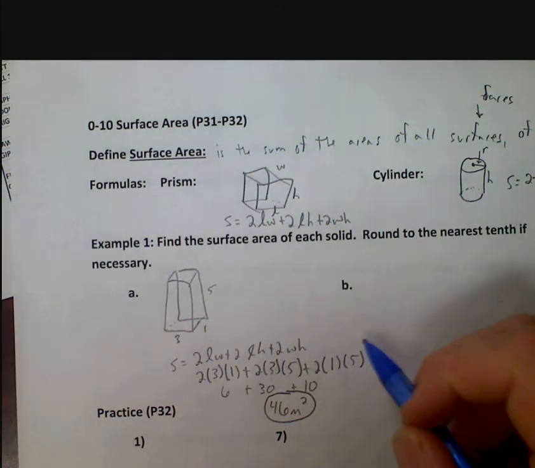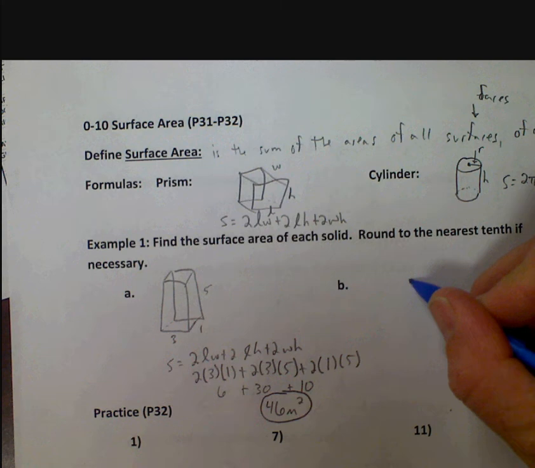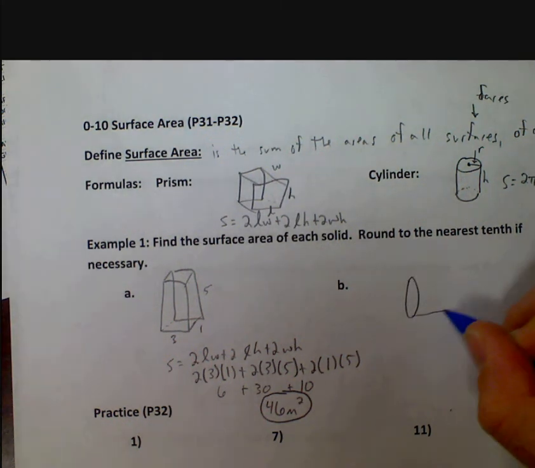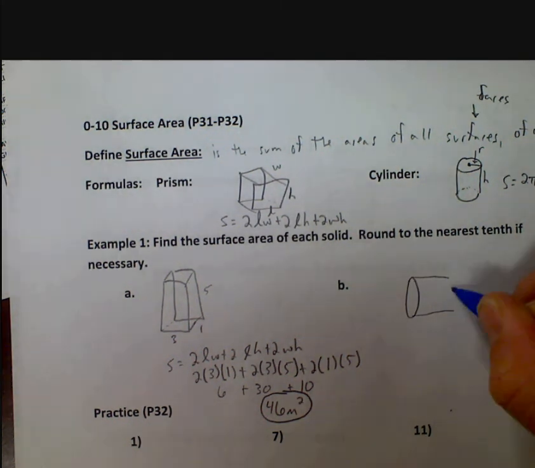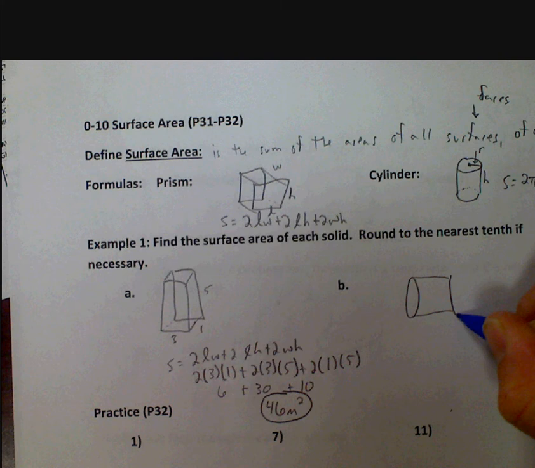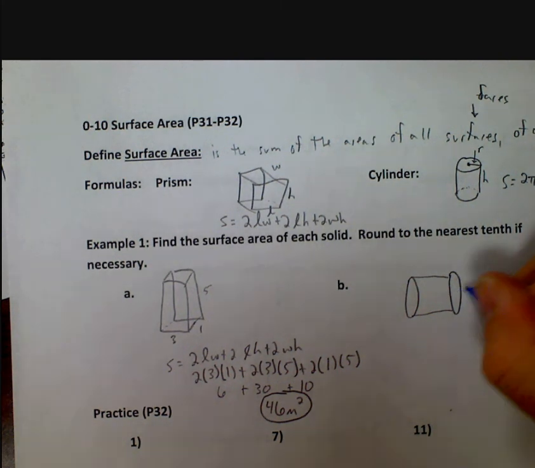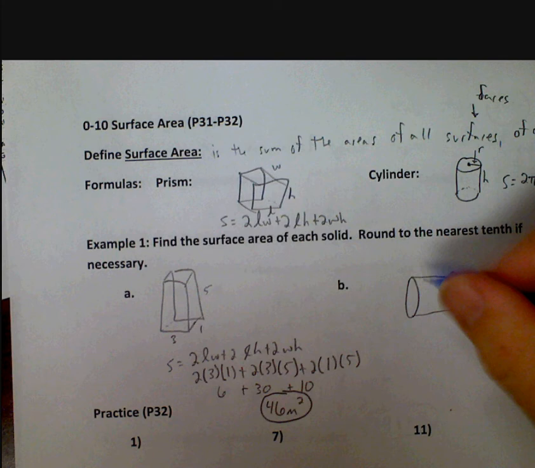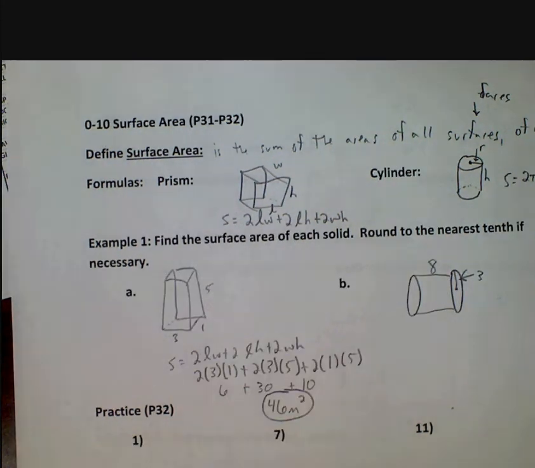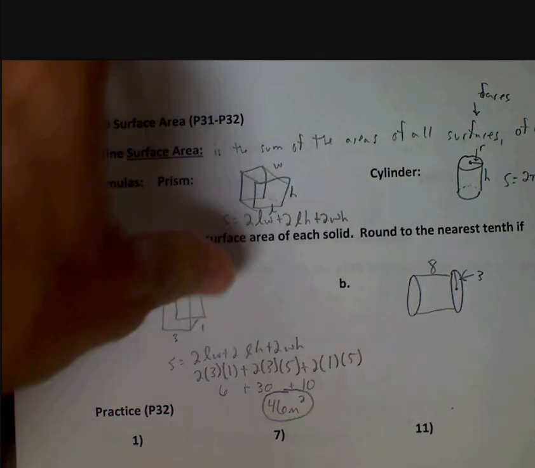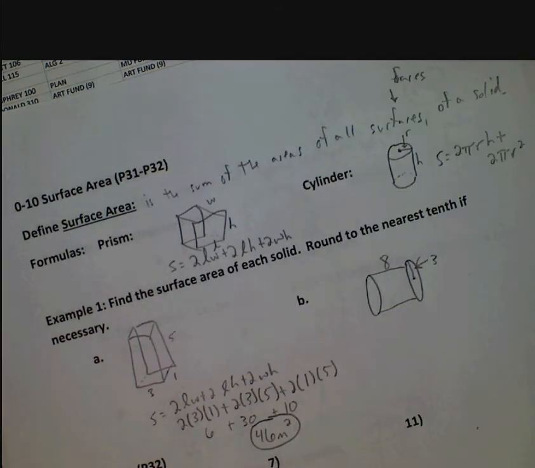So on letter B, we have a cylinder. So here's our cylinder. Our radius is 3 and our height is 8. Even though it's on the side, that's still the height because I could turn my paper like this and make that the height. So it doesn't matter that it's to the left and right.